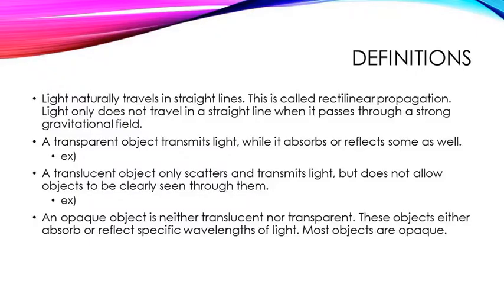Light naturally travels in a straight line. This is called rectilinear propagation. Light only does not travel in a straight line when it passes through a strong gravitational field. A transparent object will transmit light while it absorbs or reflects some as well. So an example of this would be glass.